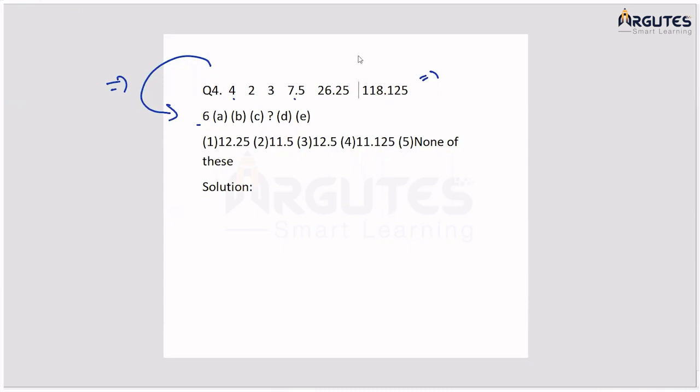Now, how to recognize this series? Again, the slope method. What does the slope method tell us? First, see the larger number. The larger number here is 118. The number just before that is near to 26.25. If you consider it 26 and if you consider it 118.